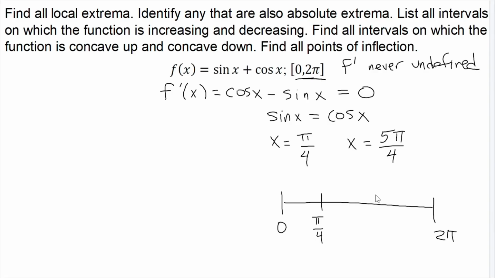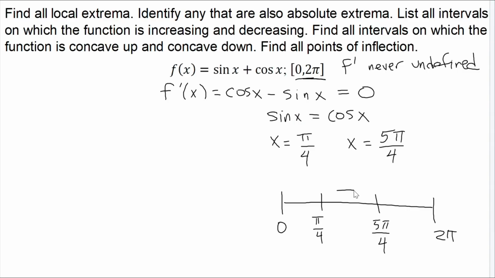So we'll put pi over 4 and 5 pi over 4 onto our sign chart. And we'll just test values into cosine minus sine on each of those intervals. We'll start with something between pi over 4 and 5 pi over 4, something like pi. If we take the cosine of pi, that's a negative value, right? And if we subtract sine of pi, which is 0, so in the middle here, we're going to have a negative.